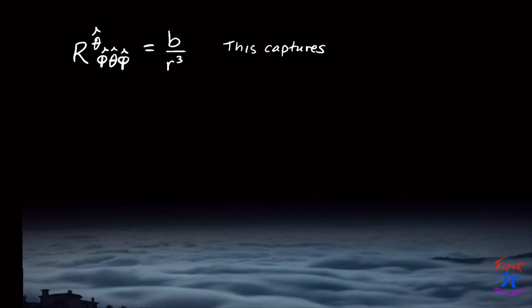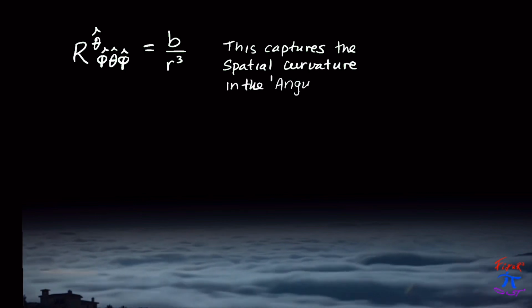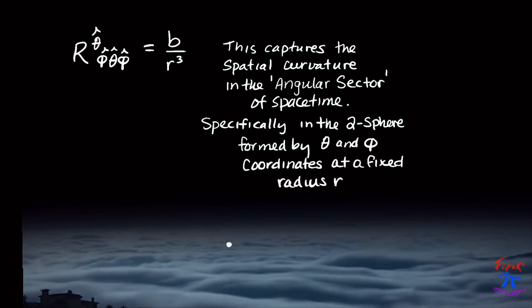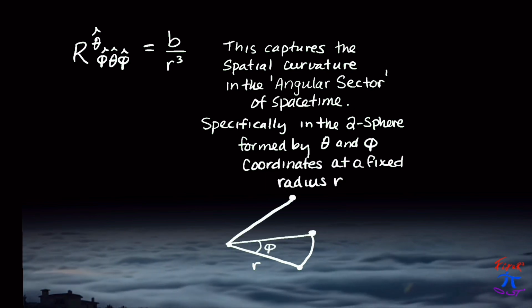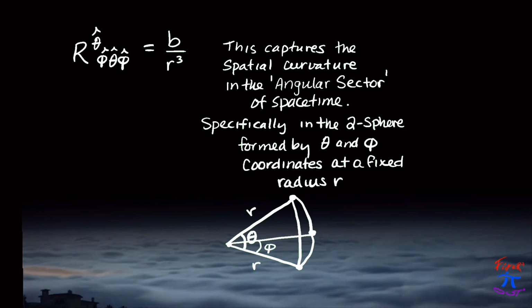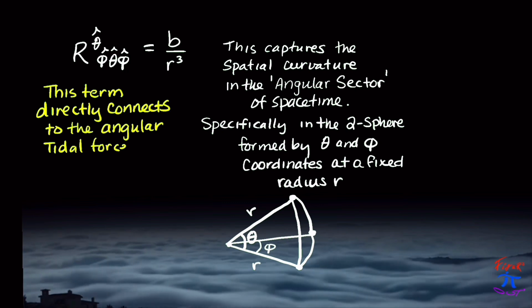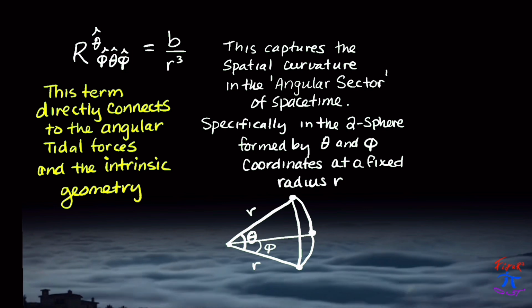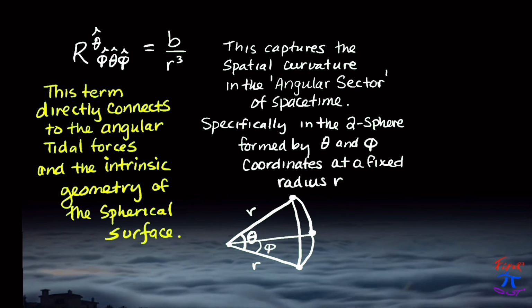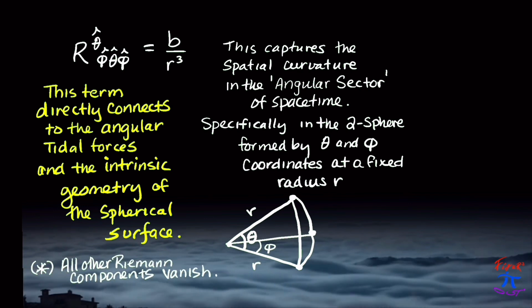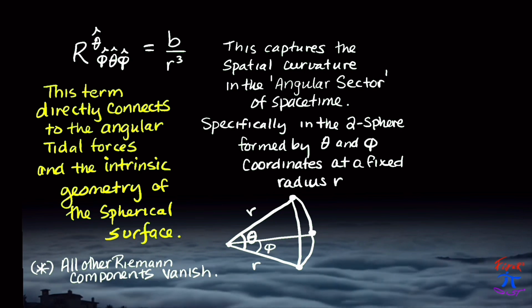And then when one compares the Riemann curvature tensor of the different angular components to themselves, we do get this non-zero expression, capturing the spatial curvature in the angular sector of space-time. If we consider the two-sphere formed by the angular components theta and phi and create a volumic sector, then that's what this is capturing. It captures the spatial curvature in this angular sector. This term directly connects to the angular tidal forces and the intrinsic geometry of the spherical surface. All other Riemann components vanish, that is, they go to zero.